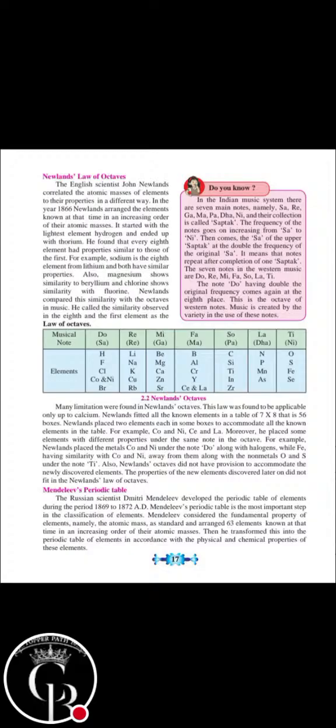In the year 1866, Newlands arranged the elements known at that time in an increasing order of their atomic masses. He found that every eighth element had properties similar to those of the first. For example, sodium is the eighth element from lithium and both have similar properties. This is called Newlands' law of octaves.